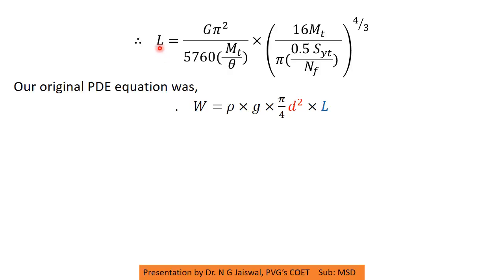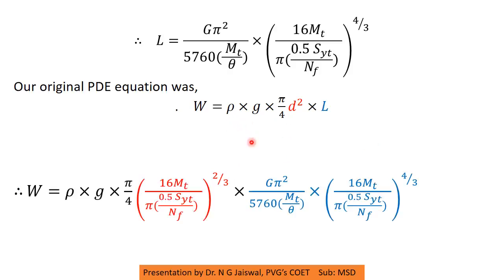So once we got the value of L in terms of all known parameters, and d square we already found out a few slides back in terms of known parameters, the next task must be to replace those in the original PDE. So the original PDE was this one. So that's why W is equal to rho into G into pi by 4 into D square, now I replace it this way.